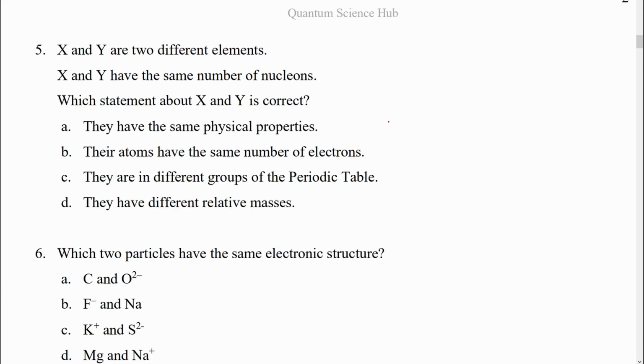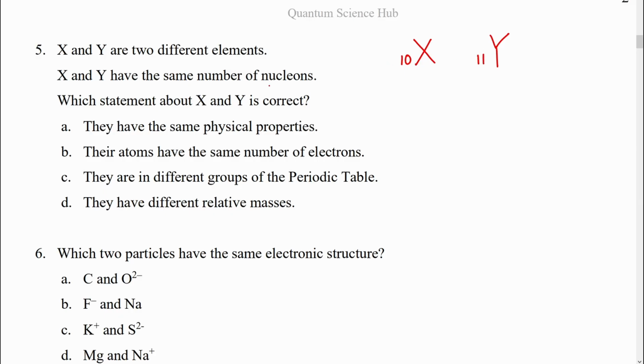Question 5. X and Y are two different elements. X and Y have the same number of nucleons. Which statement about X and Y is correct? So in here, we have two different elements. Since they are different, they will have different numbers of protons. Let's assume the number of protons for X is 10 and Y is 11.